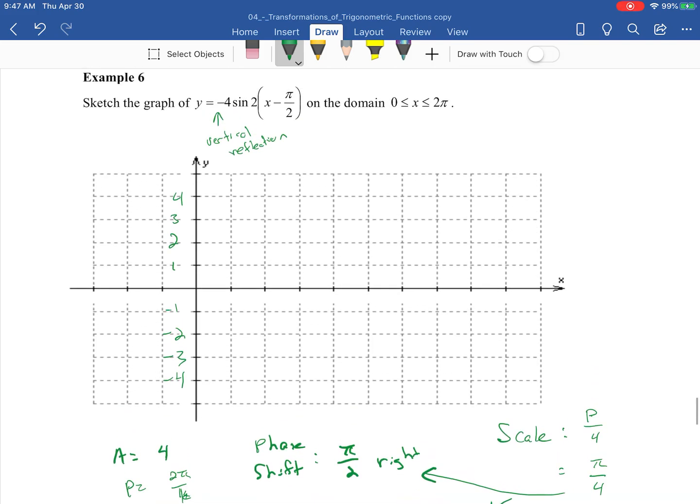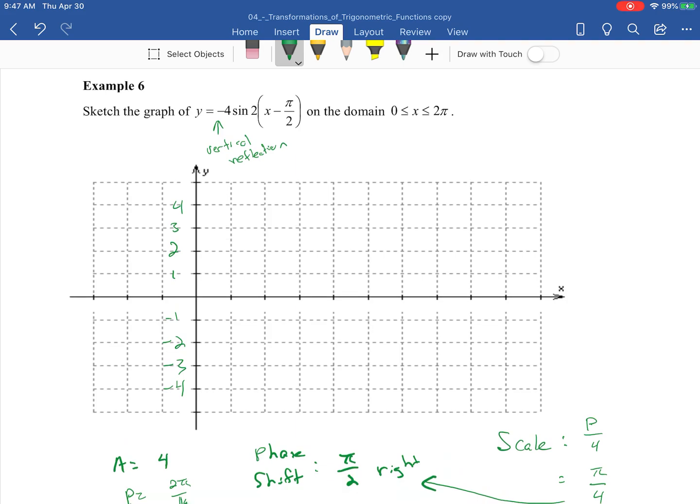Okay, and the period was pi, but the scale's pi over 4s. So again, I'm going to do this thing where I go pi over 4, 2 pi over 4, which is pi over 2, 3 pi over 4, and then pi. Wait a minute. Oh. It said domain 0 to pi. That's not going to work. I got to get rid of all that. That's no good. I got to do the domain they wanted.